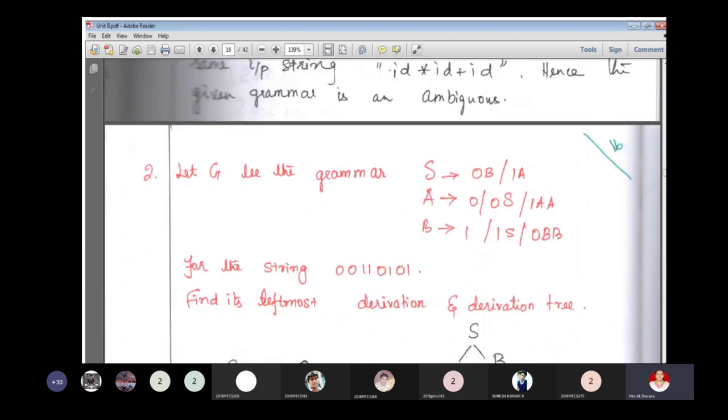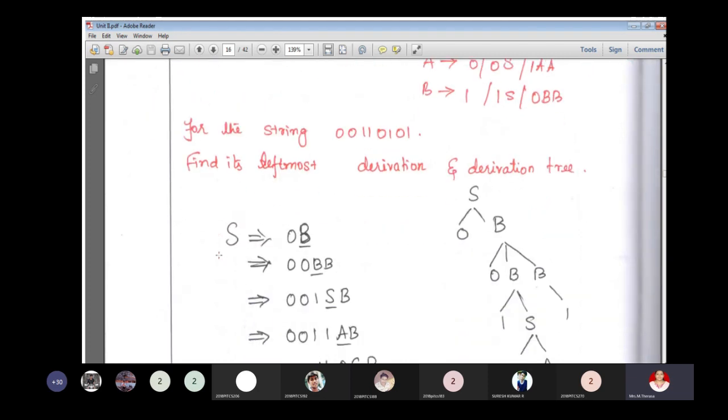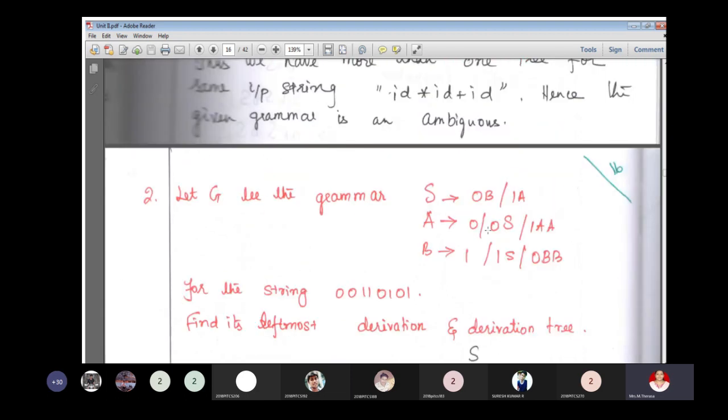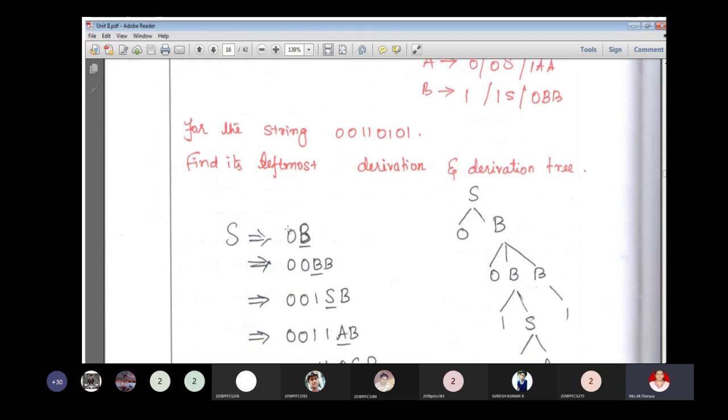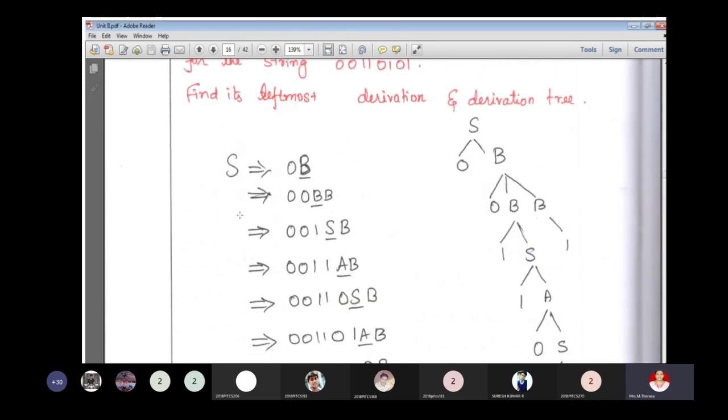Next, you are given a grammar and also a string. You are asked to find its leftmost derivation and also to draw the derivation tree. So here you have the production rules and you are given W equals 0 0 1 1 0 1 0 1. You are asked to derive this string using leftmost derivation. So you know what leftmost derivation is. You have to always choose the leftmost non-terminal to replace. So we are starting with S tends to 0B. Here you have only one non-terminal. No issues. You can replace that with any of its productions.